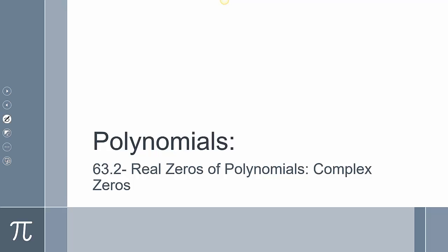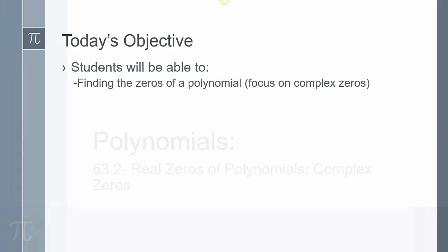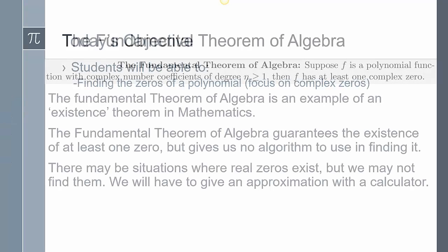This is going to be lesson 63-2. We're going to take a look at the real zeros of polynomials and complex zeros. Today we're going to be finding the zeros of a polynomial, and this includes all zeros, which includes the imaginary. Now remember, we call those complex zeros. It's both the real and imaginary zeros all combined together.